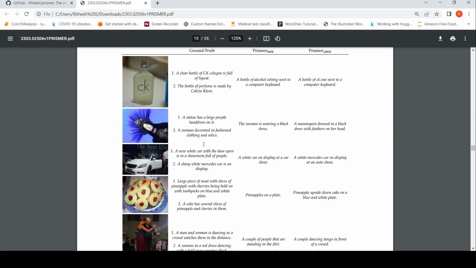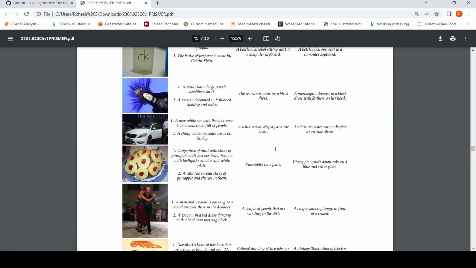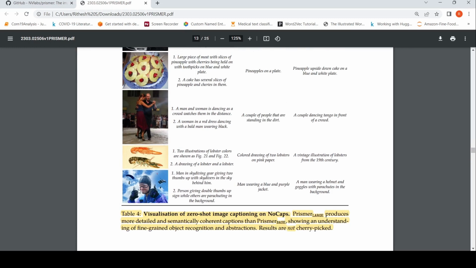They have some examples of zero-shot captioning on this NoCaps dataset. This is the original image. This is the ground truth: man in skydiving gear giving two thumbs up with skydivers. The Prisma base gives this as the caption: man wearing a blue and purple jacket, man wearing a helmet and goggles with parachutes in the background.